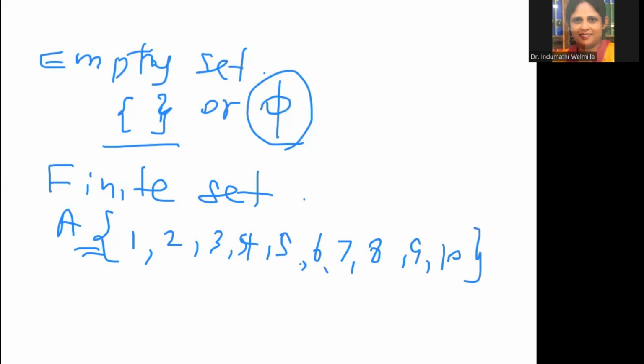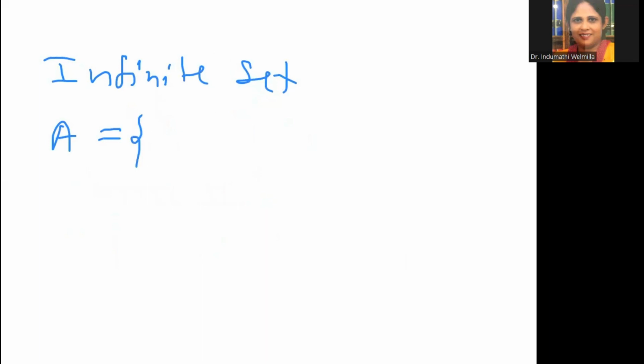Right? So what is the opposite of that? Infinite set. A set which is not finite is called an infinite set. Example, the set of natural numbers. No end. So we can write the set of natural numbers 1, 2, 3, 4, 5, then we can put the dots. Right? So this is an example of an infinite set.